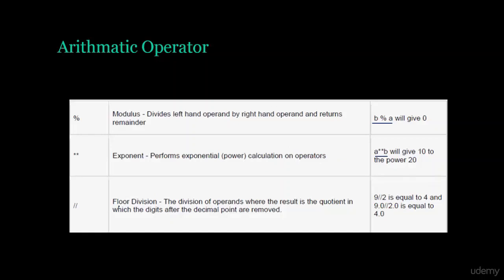Floor division. This is the division of operands where the result is the quotient in which the digits after the decimal point are removed. This will remove the digits after the decimal point, like this. This is equal to 4, but this is equal to 4.0. This is an integer and this is a float. Let's try this in our Python shell.